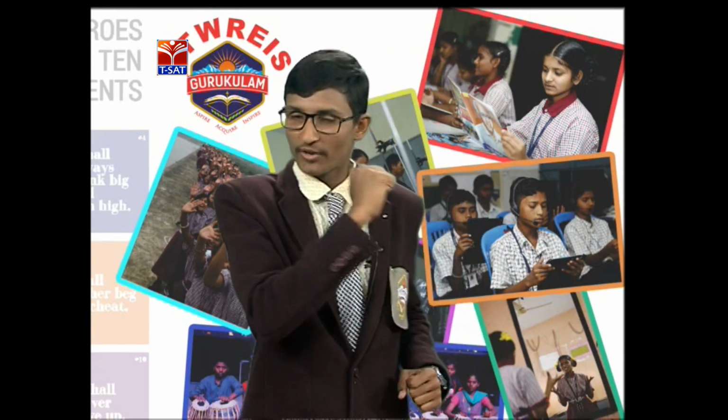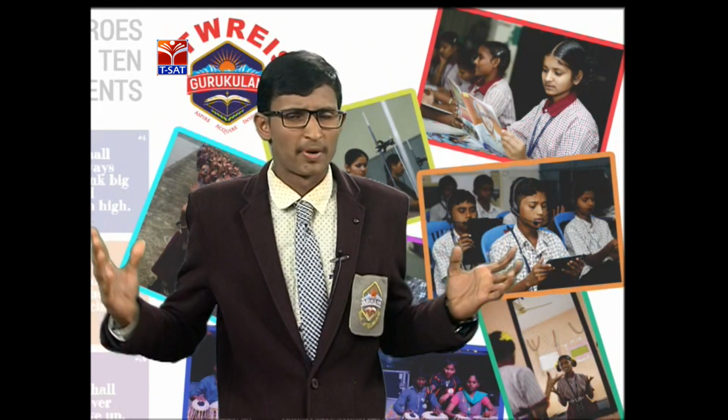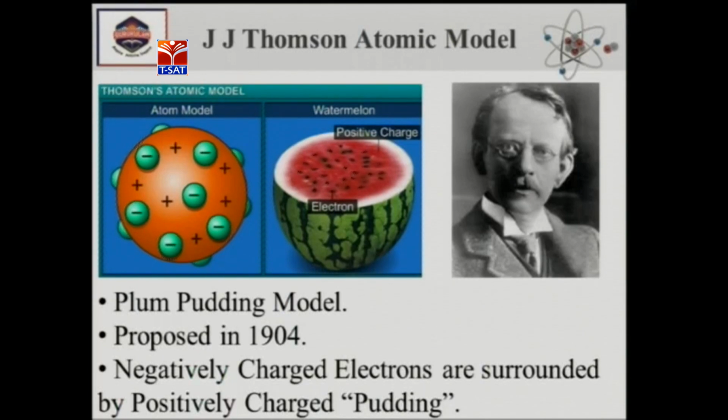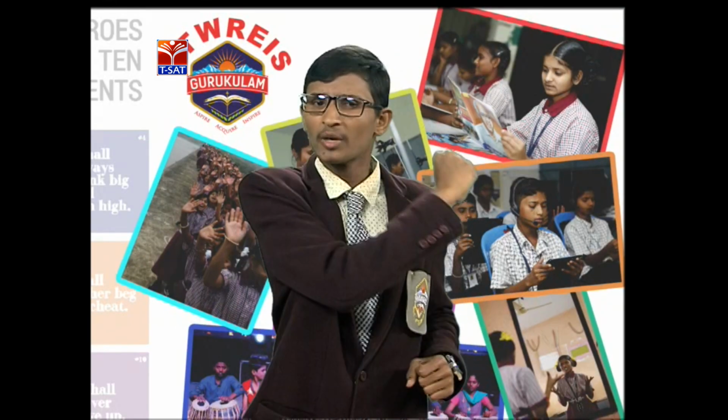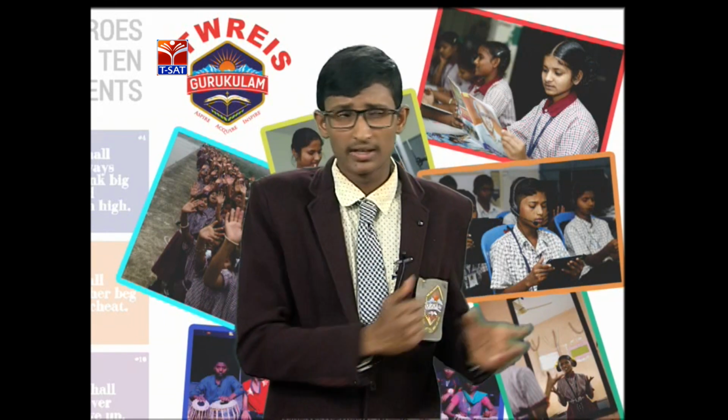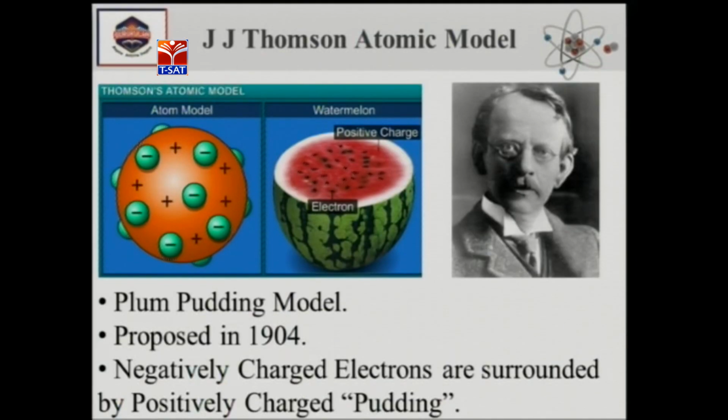Atoms were first proposed by Democritus. So friends, scientists did various developments to learn about the internal structure of an atom. One of them is the Thomson atomic model. Let us take a look at the slide. This model is commonly called the plum-pudding model. It was introduced by J.J. Thomson in the year 1904.